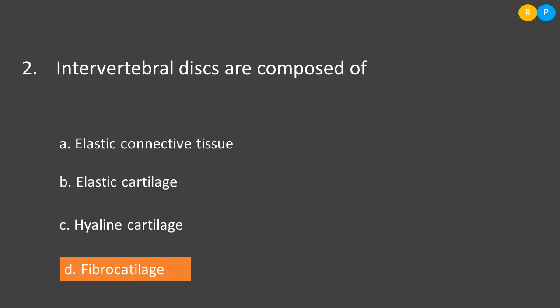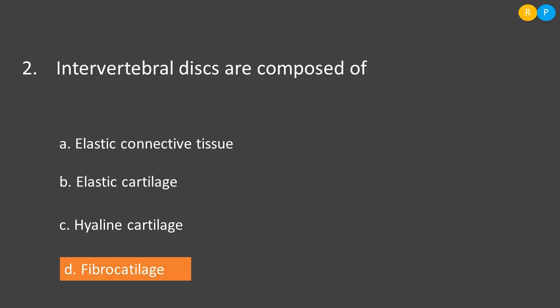Now the second question: intervertebral discs are composed of. In our body, the vertebral column is made out of a number of units called vertebrae. Each of the vertebrae gets connected with one another with the help of a connective tissue. So what kind of connective tissue can be noticed between the vertebrae? That is called fibrocartilage.